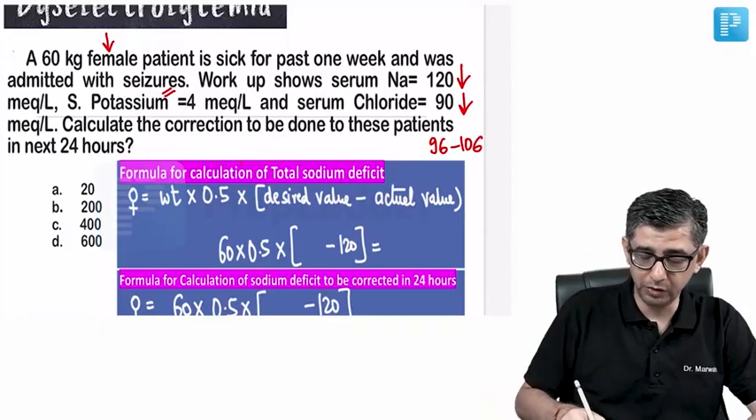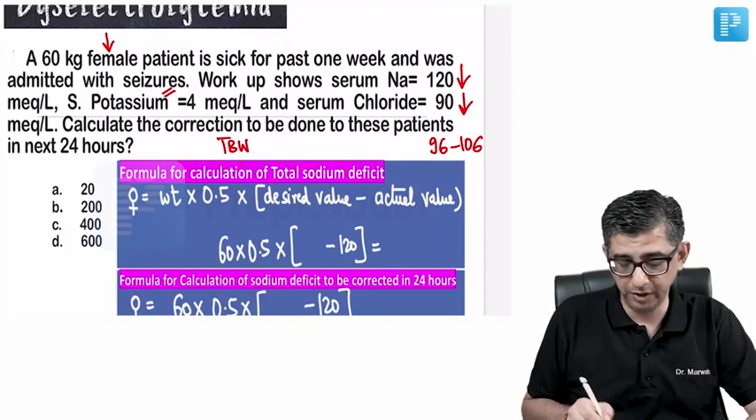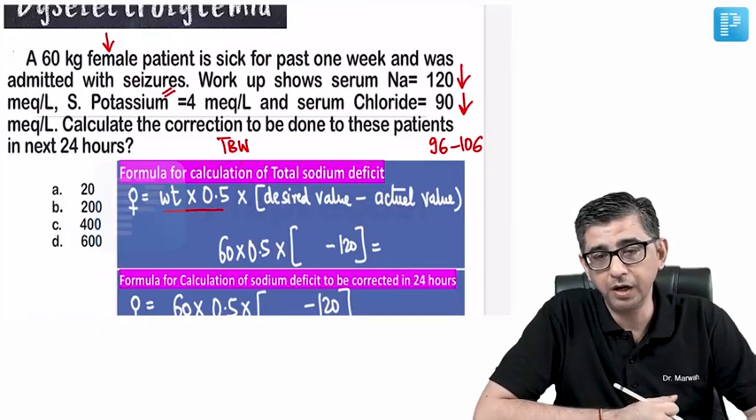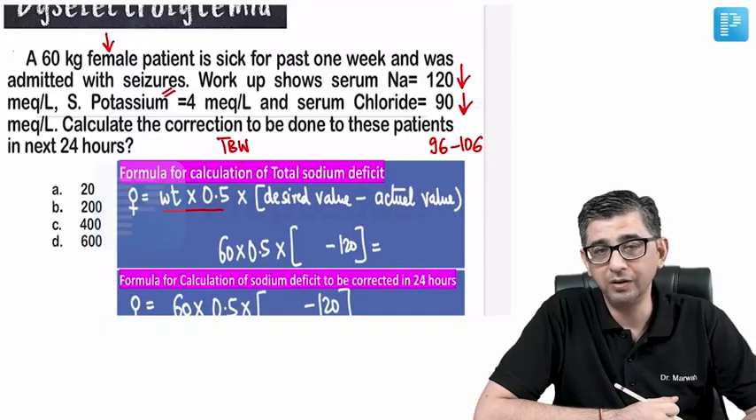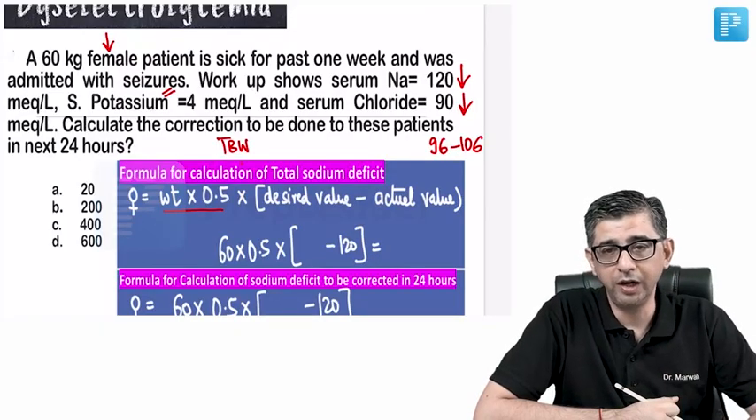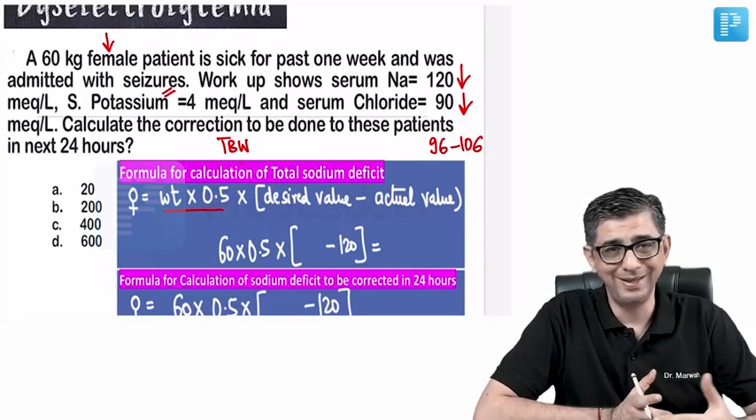So what you need to do in this question is first and foremost evaluate the total body water, which I've already done for you, weight multiplied by 0.5, and the subsequent formula is the one which is the tricky part, that you need to multiply this by the difference of the desired value minus the actual value. Now the actual value which is given in this question is 120, but what do I desire?